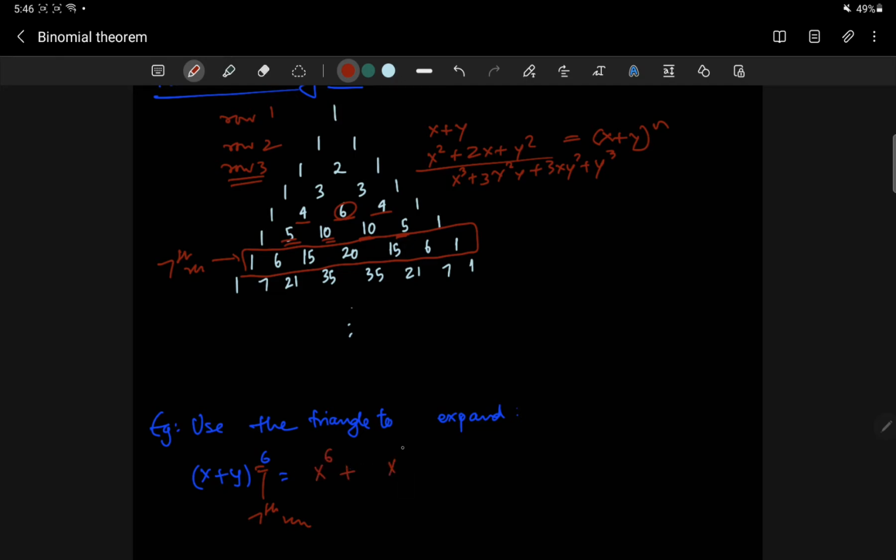Now the power of x is going to reduce and y is going to increase. So let me write that out first: x to the 6, x to the 5 y, x to the 4 y squared, x cubed y cubed, x squared y to the 4, x y to the 5, y to the 6. And then I copy these coefficients. So I have 1 and then a 6 and then a 15, a 20, a 15, a 6, and then a 1. So that is going to be just using the triangle. So much faster.